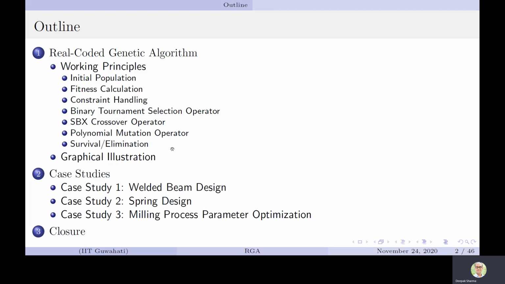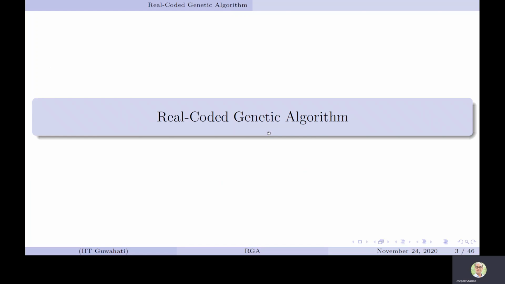We will understand this algorithm through the working principle, and then we will show one generation in a graphical illustration. Thereafter, we'll show the case studies from the mechanical engineering domain, and then we will close this session. So let us begin with the real coded GA.